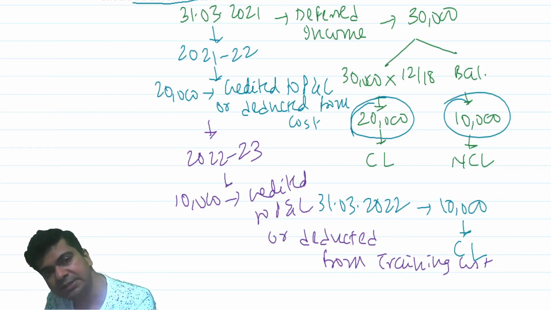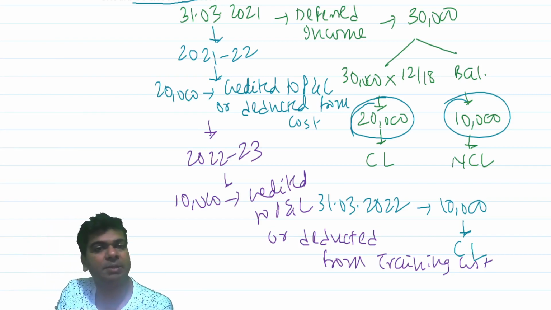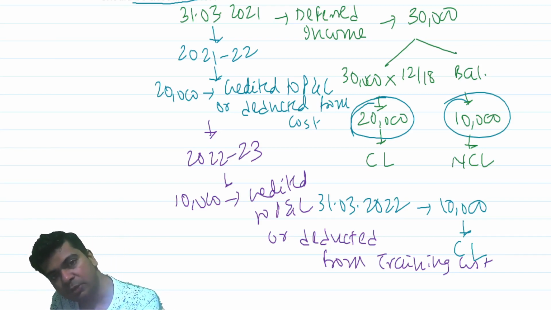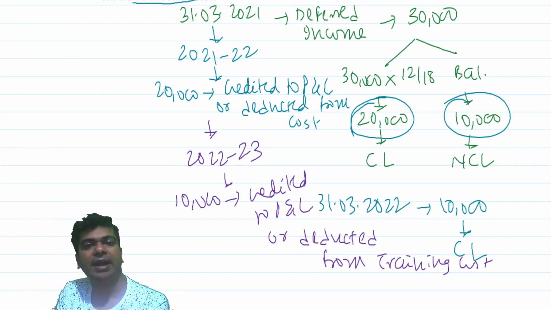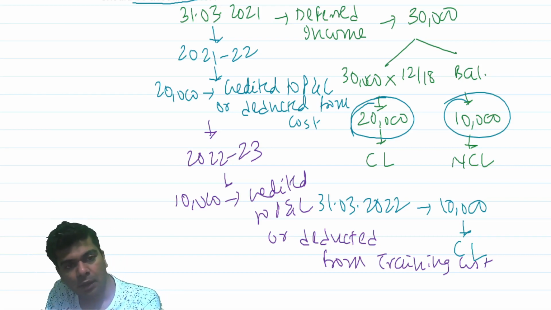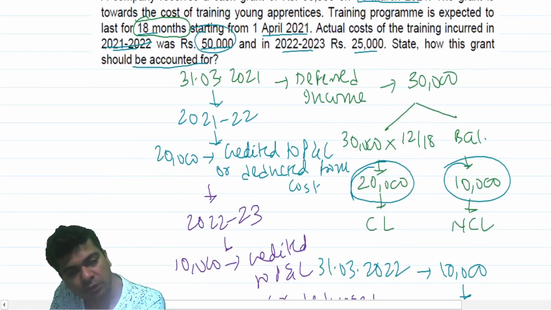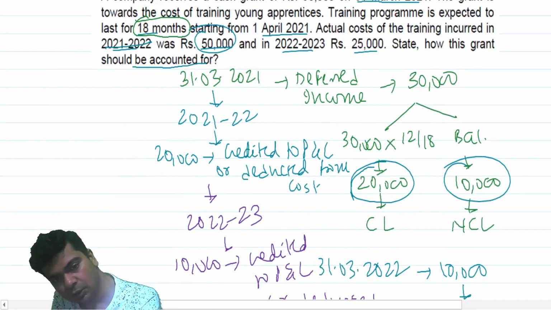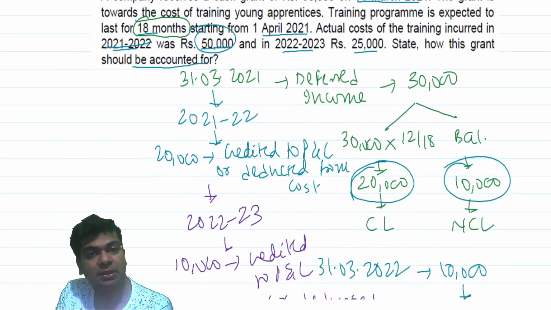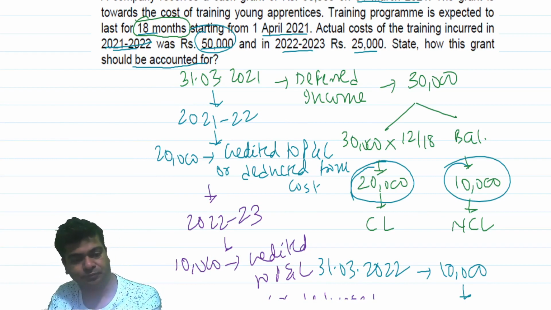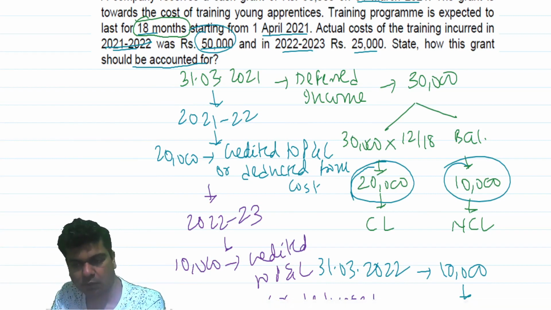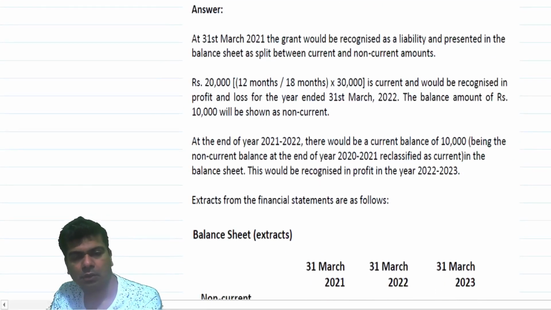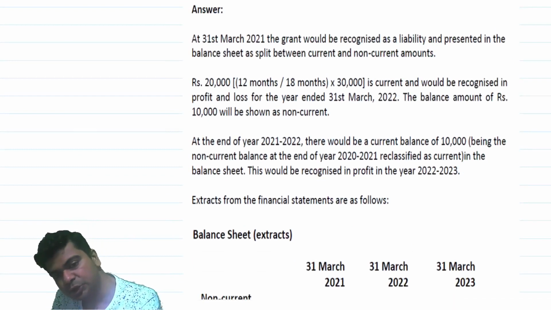Insofar as the P&L is considered, show the government grant separately and the training cost separately. That is method 1 or approach 1. And in the second approach or second method, you will debit only the net expense. 50,000 is incurred in 2021-22 and 20,000 will be credited to the P&L. So 50 minus 20, show only 30,000. And in the next year, 25,000 minus 10,000, show 15,000. I have discussed the entire solution with you.